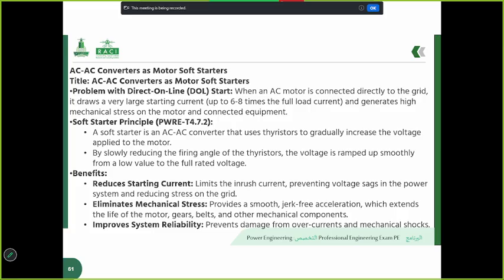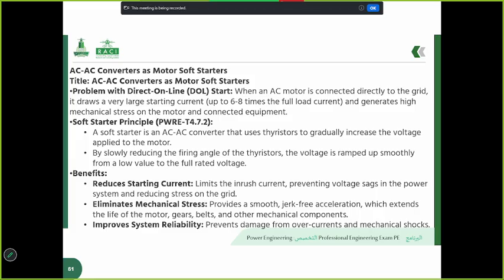It does this by controlling the firing angle of the thyristors, starting with a large angle to apply a low voltage and then slowly decreasing the angle over a set period. So this voltage ramping allows the motor to accelerate smoothly and gradually. And the benefits of using a soft starter are substantial. I listed some of them here in this slide.